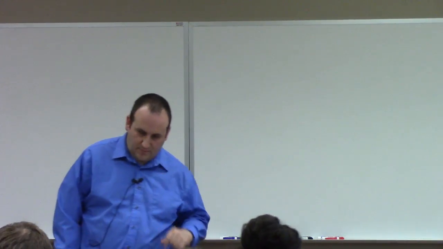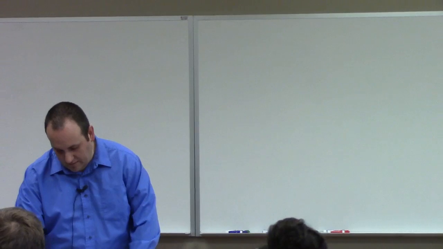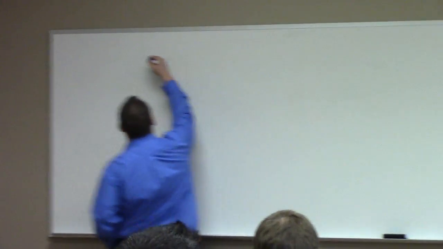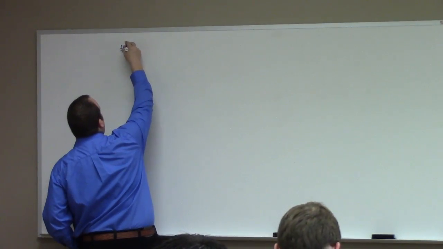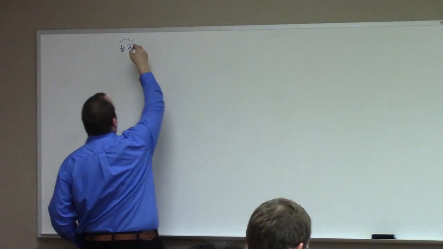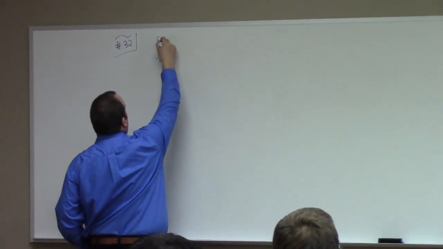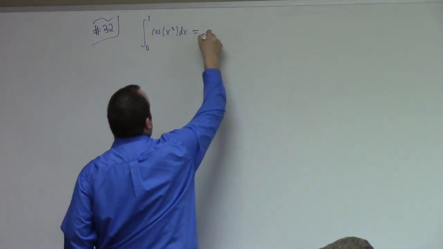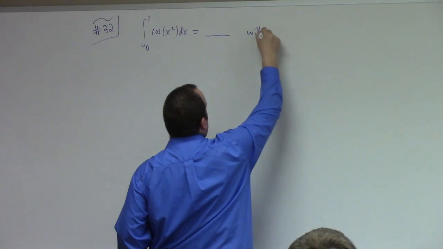So, maybe you have any questions about section 12.9 in particular? Probably we should focus there if you got questions. Number 32. Let me put a 32 tilde. How about this? The integral from 0 to 1 of cosine of x squared dx equals blank, within, what was it, 0.01?